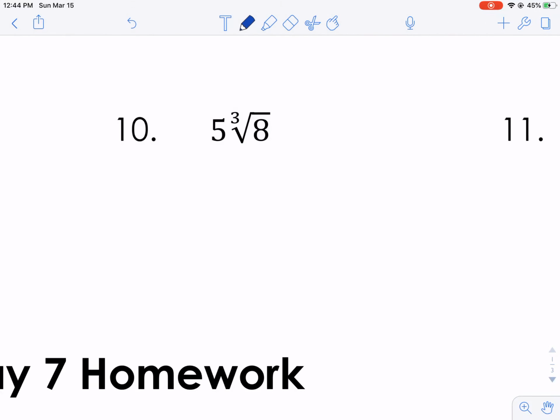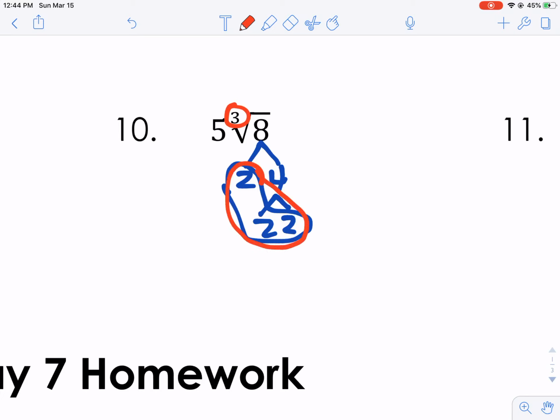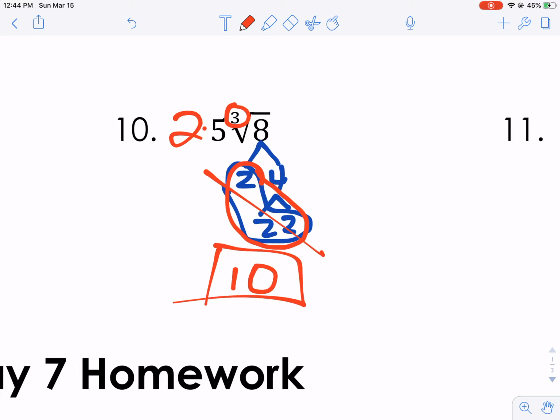Okay, next one. I already have this 5 on the outside, so don't forget about them. 8 is even, so 2 times 4. 4 is 2 times 2. Make the hockey stick. Because it is a cube root, I want a group of 3. There it is. Everybody's in my group. For every group of 3, 1 comes out. I'm going to put them up here by the 5, so I don't forget to multiply those guys together. 2 times 5 makes 10, and since I crossed everybody off that's in my hockey stick, I have no radical. It's just 10.